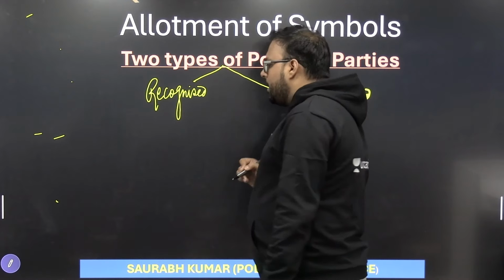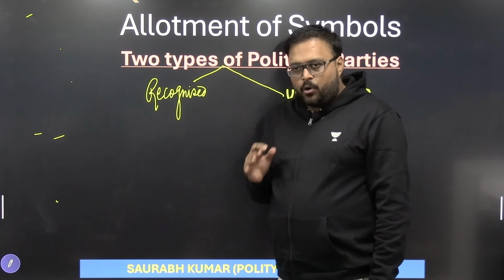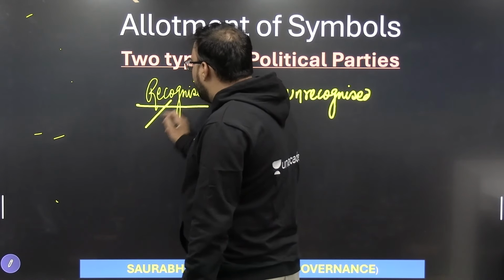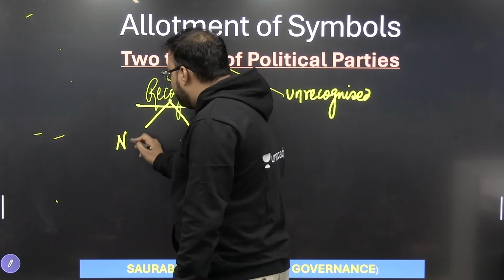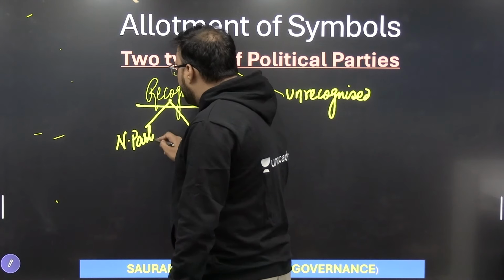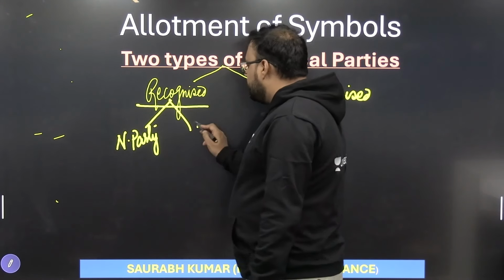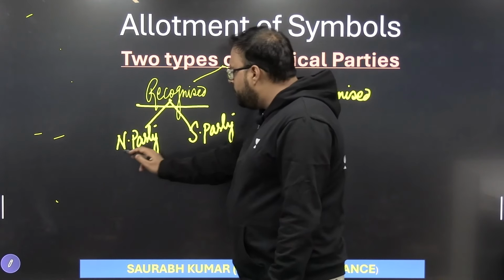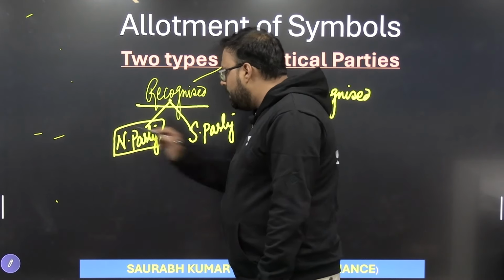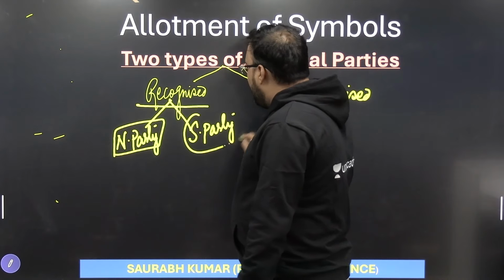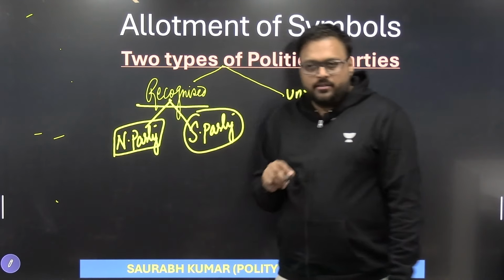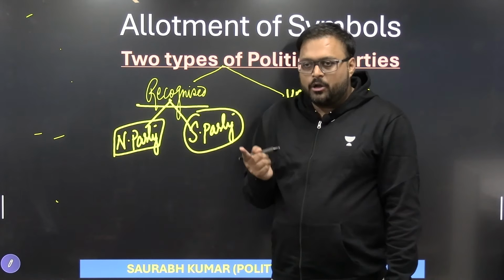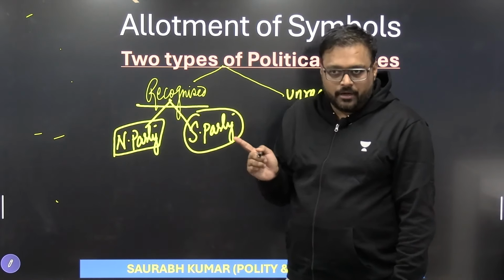Whenever we talk about recognition and non-recognition, under the category of recognition of political party, there are two types. First is called a national party. The second is called a state party. It means that the party recognized as a national party is at the national level, and the party recognized as a state party is at the state level. But what is the criteria to be called a national party and a state party?